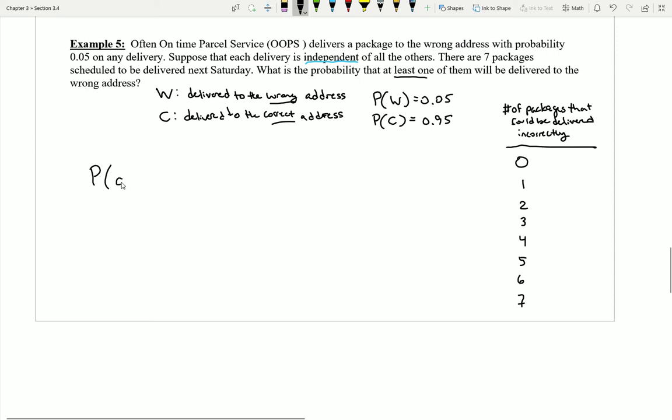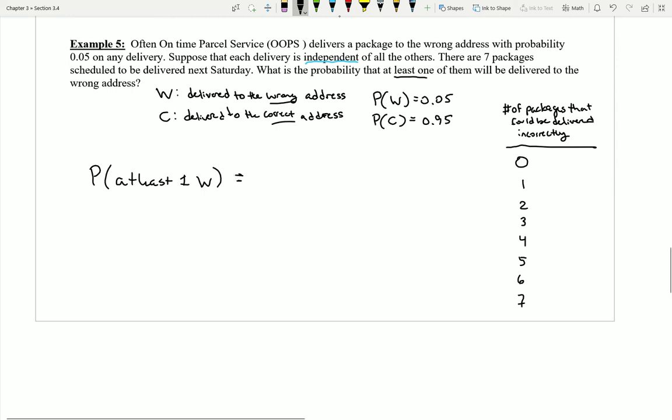So what we want is the probability of at least one of them being delivered to the wrong address, at least one W. And I want you to think about your sample space. Think about what it is you're interested in, and see if you can come up with a way to actually calculate this. Why don't you go ahead, click pause on the video, and give yourself a couple minutes to try to think through this. When you hit unpause, you'll see me work through the solution.